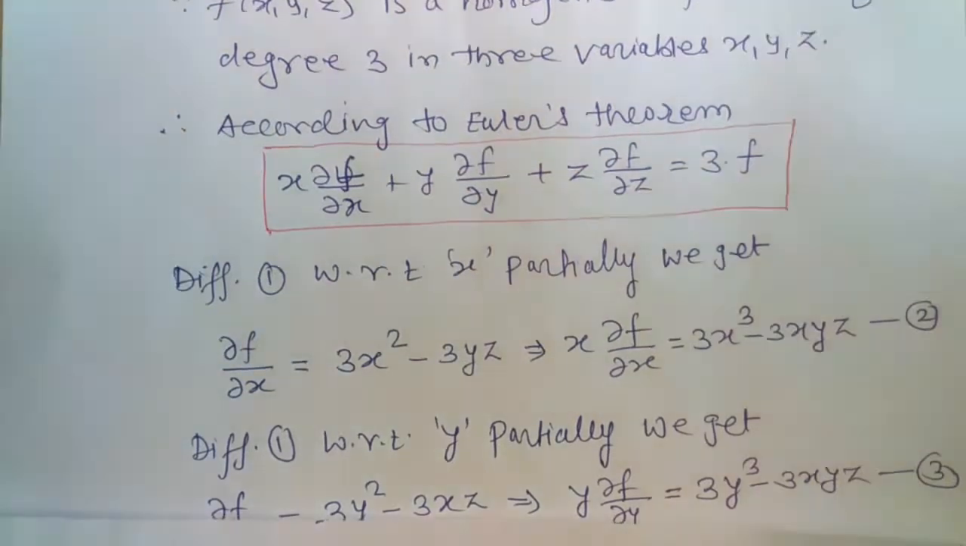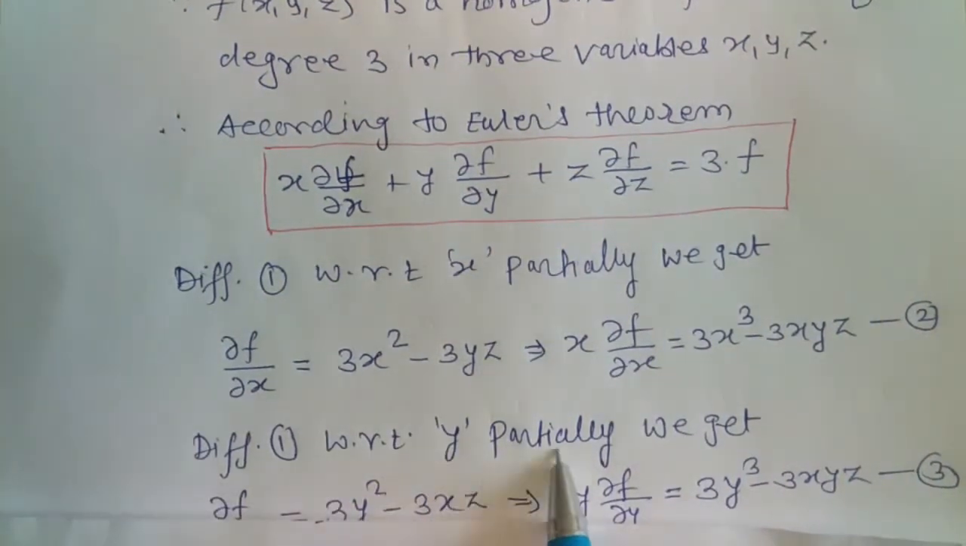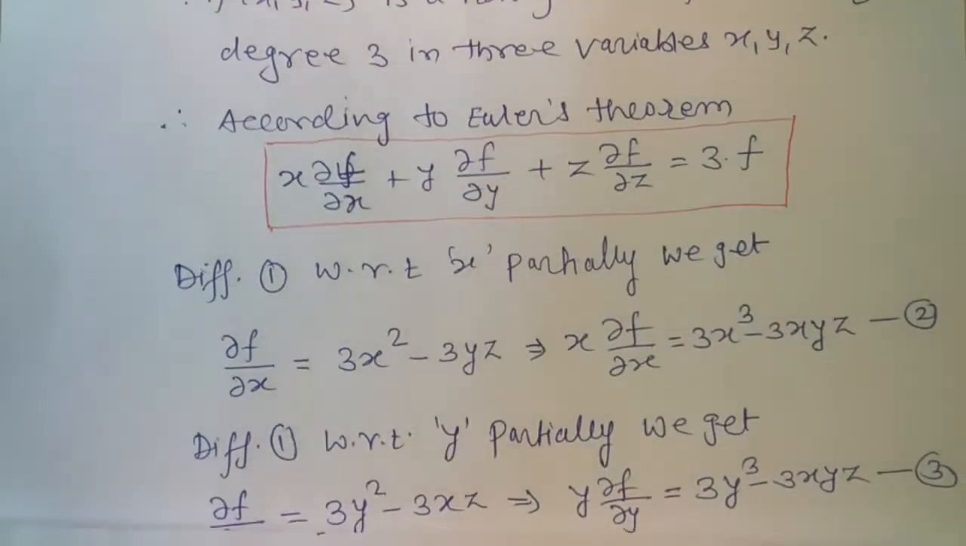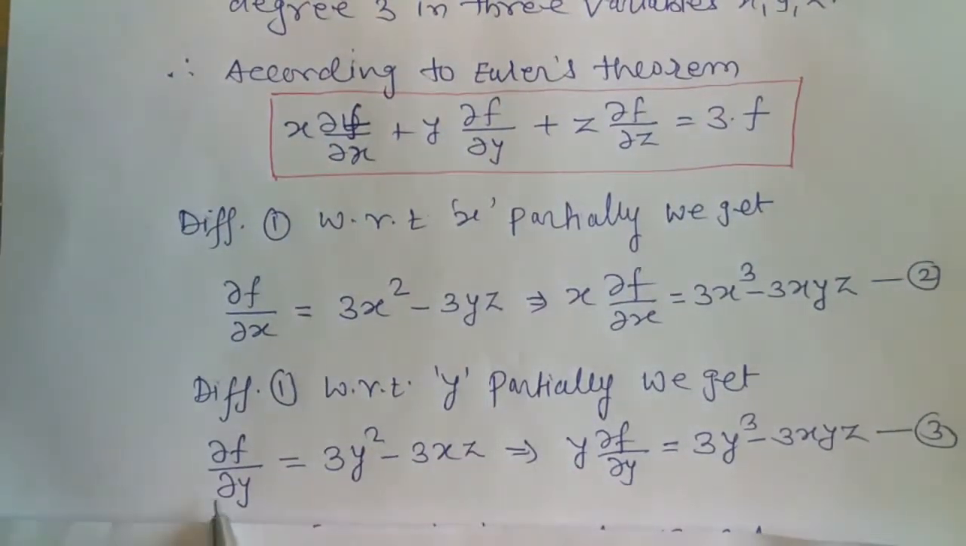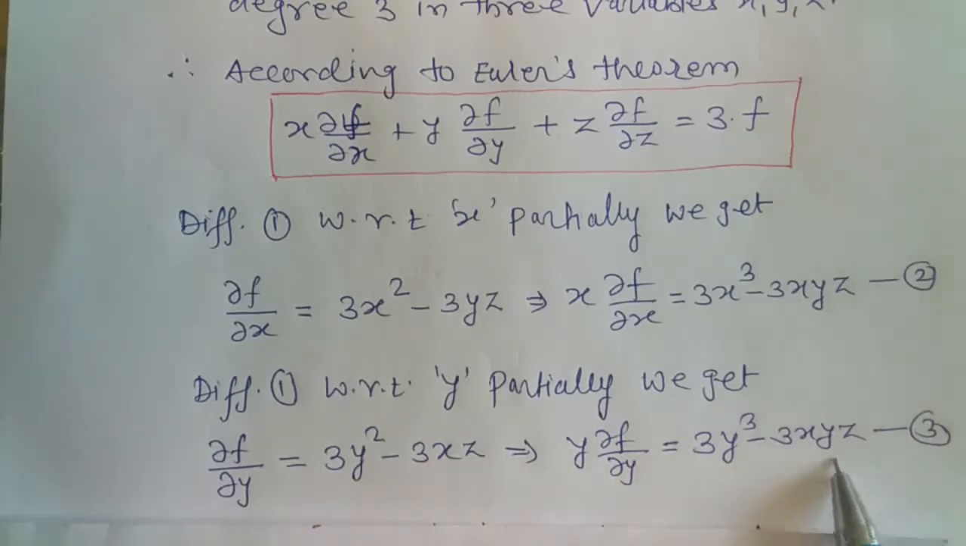So partial differentiation of equation first with respect to y, we get del f by del y equal to 3y square minus 3xz. Multiply it by y, we get y del f by del y equal to 3y cube minus 3xyz.